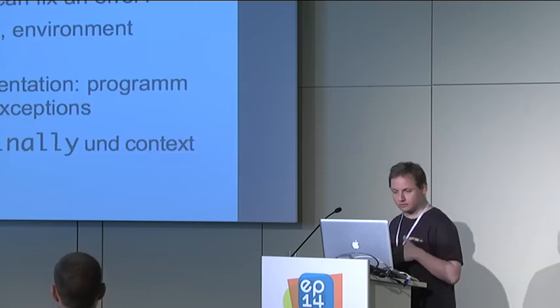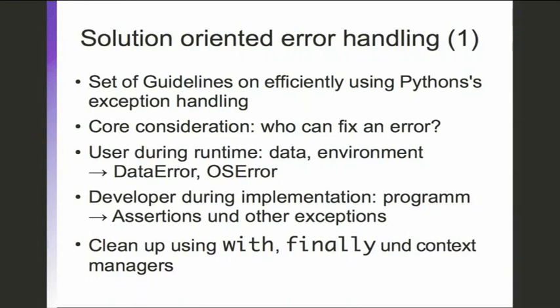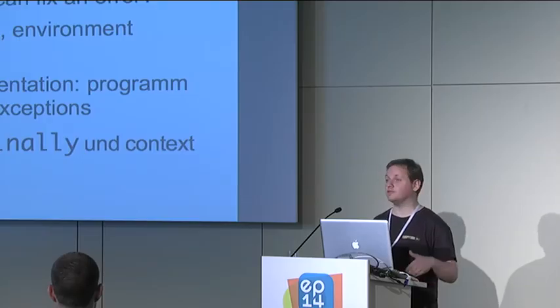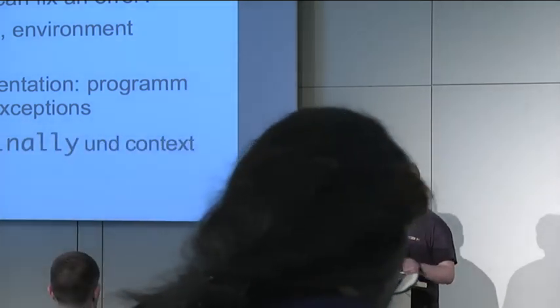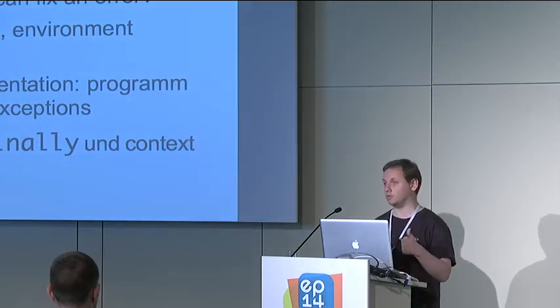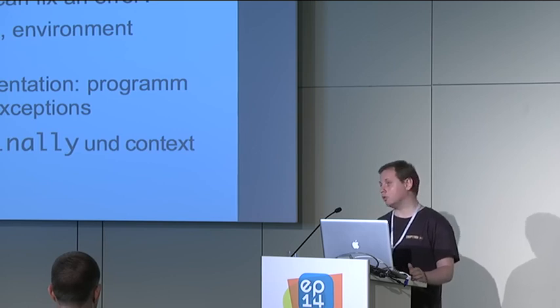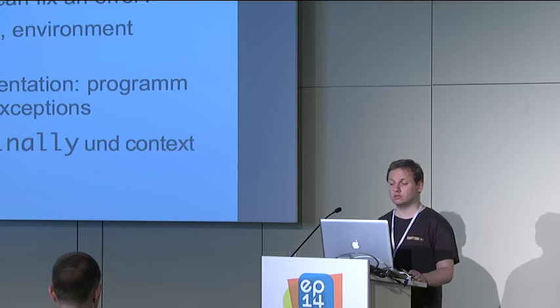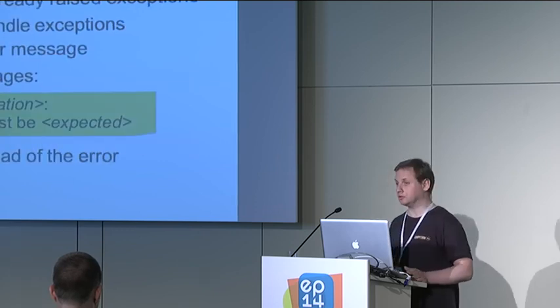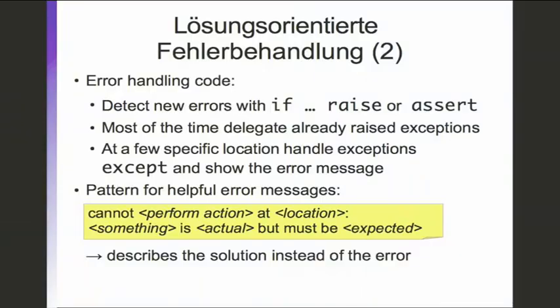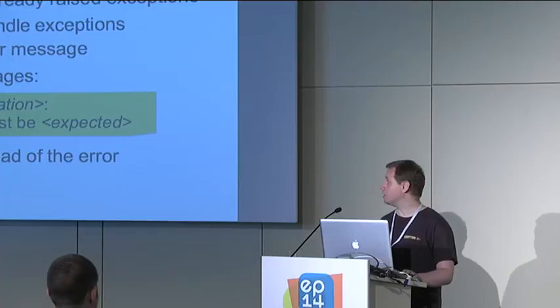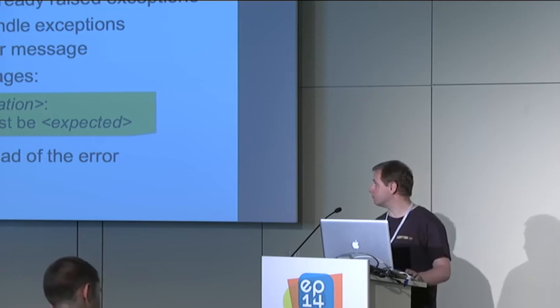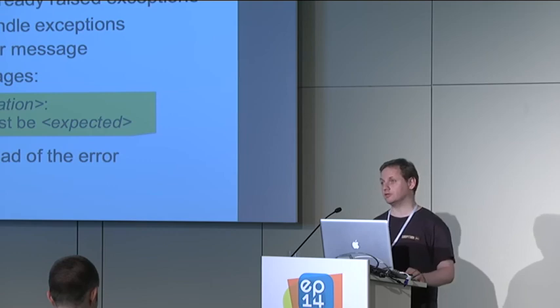Okay, so in summary, solution-oriented error handling is a set of guidelines to efficiently use Python's exception handling. The core consideration is who can fix the error. Users can fix errors during runtime if they are data errors or OS errors. Developers can fix errors during the implementation if they are assertions or other exceptions. And you always clean up in case of error, and you always clean up even if the result is produced, with finally, the with statement and context managers. So error handling code basically consists of detecting a couple of conditions that indicate errors, and raising and asserting them. Most of the time just delegate the exceptions, and at a few specific locations catch them with except. And the pattern for helpful error messages is: cannot perform action at location. Something is actual but must be expected, which automatically describes the solution to the error.